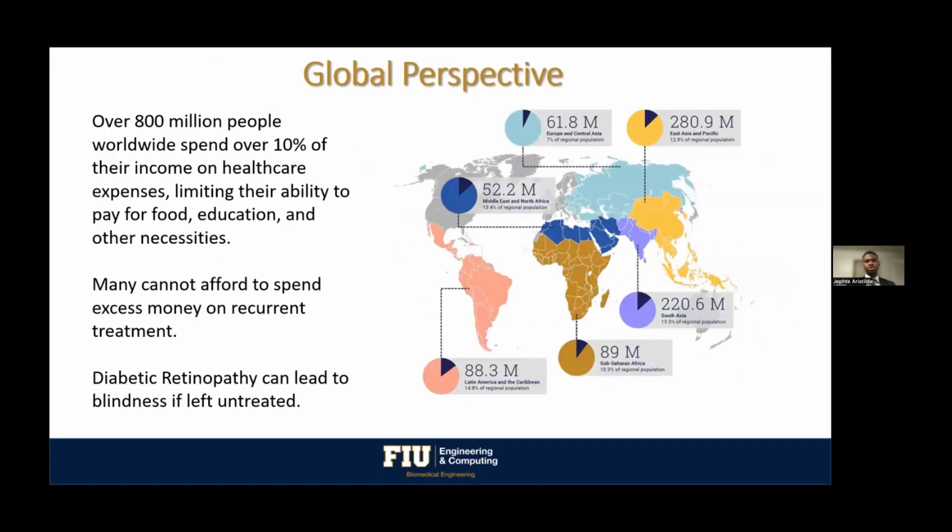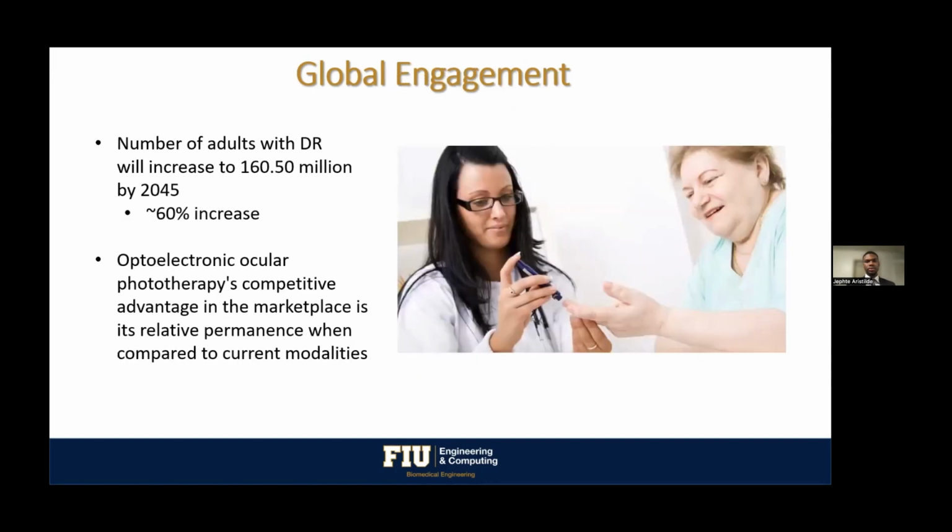And over 800 million people in the world will spend about 10% of their income just on healthcare expenses. That will limit their ability to pay for food, for education, and other necessities. A lot of them cannot spend that money just on treatments. And if diabetic retinopathy is left untreated, that would lead a lot of those people who suffer from the disease to blindness. Next slide, please.